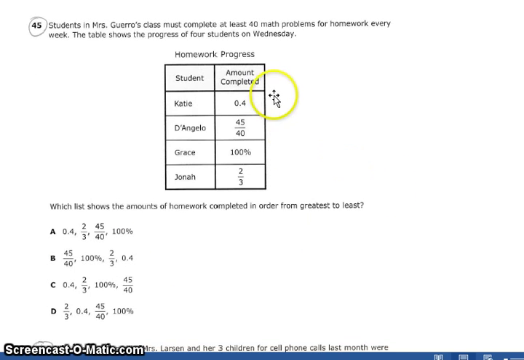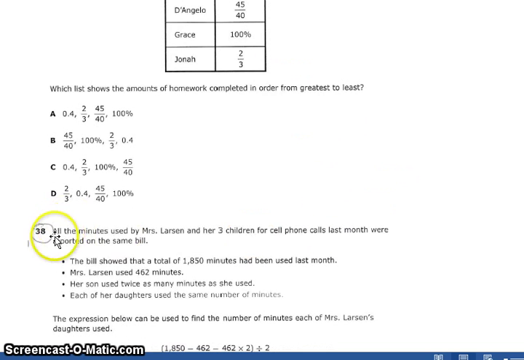Okay, what you're going to want to do here is make sure that all 4 of these numbers are in the same form, meaning that you should make them all decimals or all fractions, and then order them from greatest to least. Number 38.